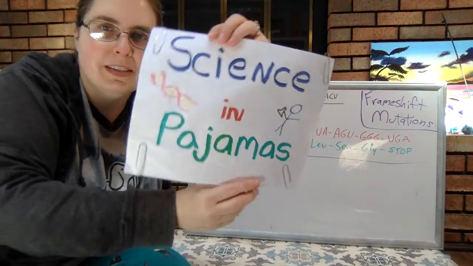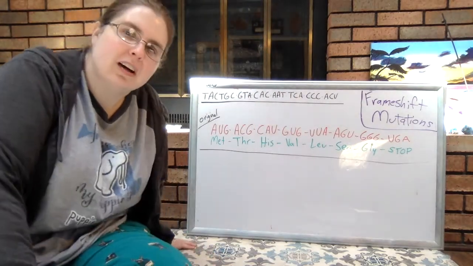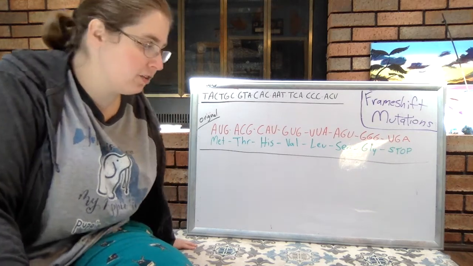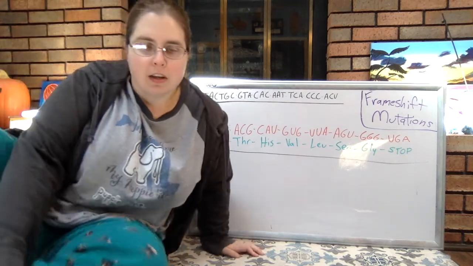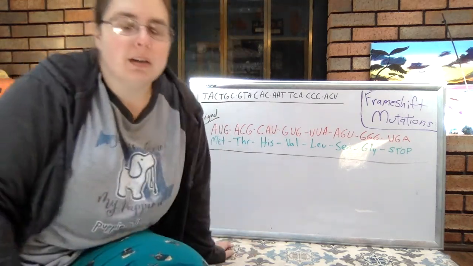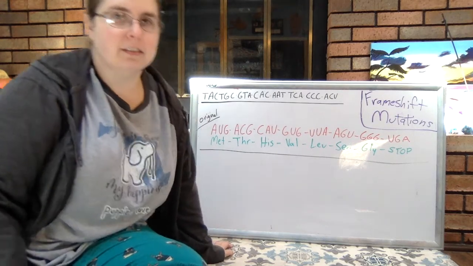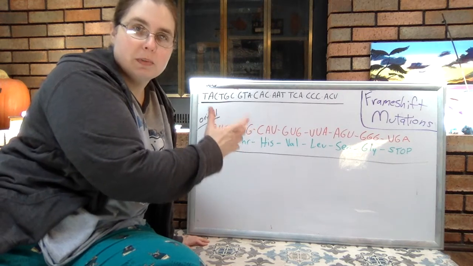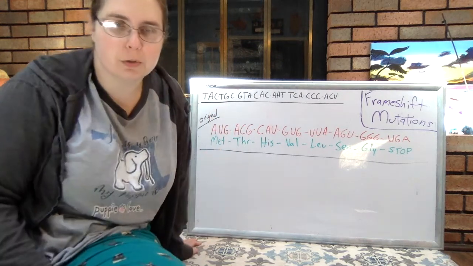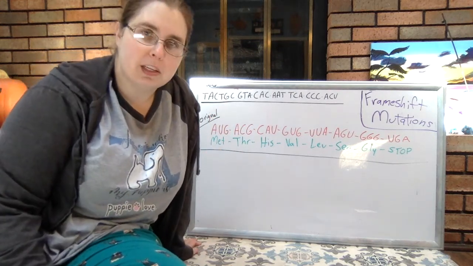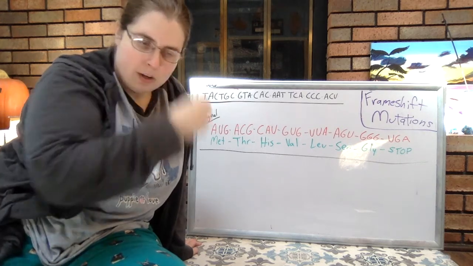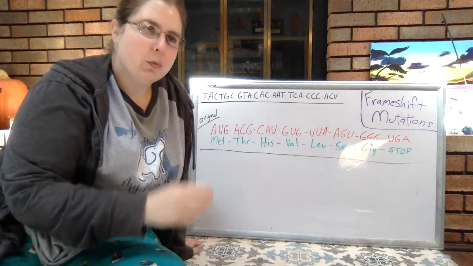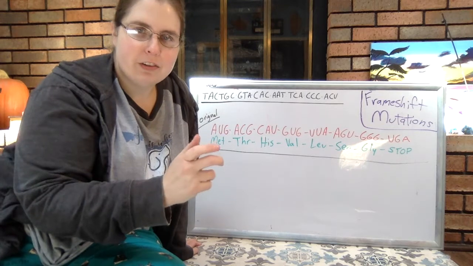Alright, so today we're going to talk about another type of mutation called frameshift. Now, the reading frame of a gene is looking at how the bases are split up into the codons and how we read those codons in order to figure out the amino acid sequence. So a frameshift is when we can actually change the reading frame.